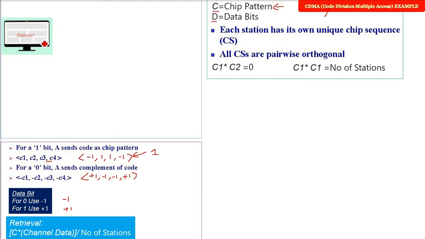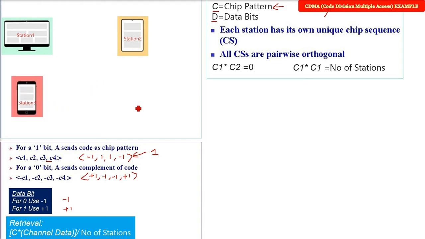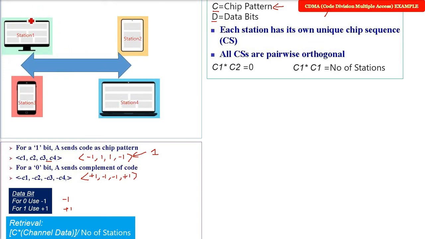Let us assume we have 4 stations: station 1, station 2, station 3 and station 4. As I said, every station will be assigned a code, and depending upon the code, they will send the data. They send the data on a single channel. That is why we call it code division multiple access. So let us take the example. We are again taking only 4 chips; it can go beyond, 64, 128.